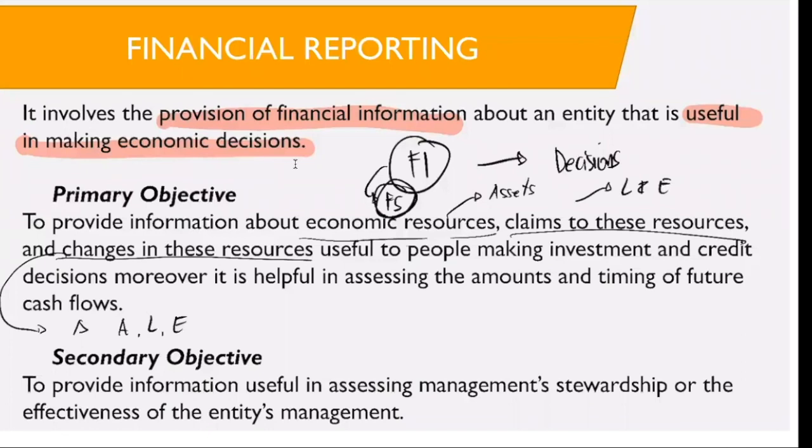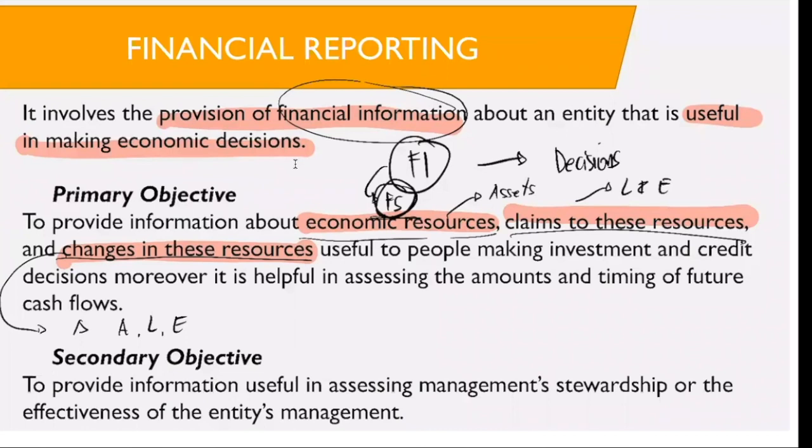So again, financial reporting is the provision of financial information. When we say financial information, those are items provided by your financial statements. And those items provided by your financial statements are your economic resources, claims to these economic resources, and your changes in these resources. When we say economic resources, these are your assets; claims to these resources, these are your liabilities and equity; changes in these resources, these are your assets, liabilities, and equity changes.